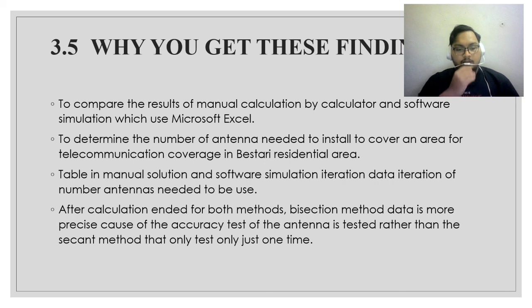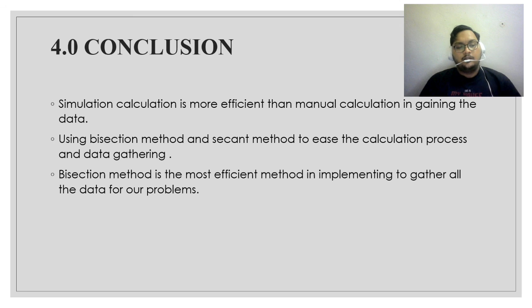From the iteration data, we can get the number of antennas that we need to install. After the final calculation for both methods, we have identified that the bisection method data is more precise because the accuracy of the antenna is tested repeatedly, rather than the secant method that tests the antenna only one time. In conclusion, simulation calculation is more efficient than manual calculation in gaining the data.